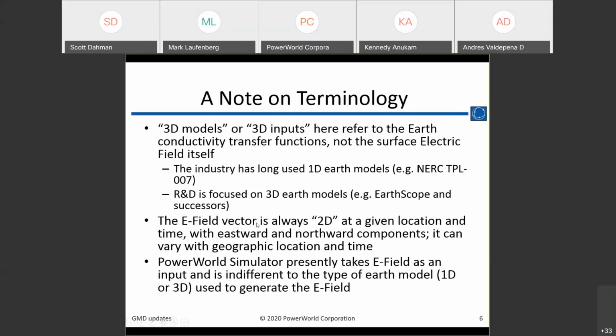So the E-field vectors that are actually input into Simulator are always 2D in the sense that they have an eastward and a northward component. So that's the input that we actually work with in PowerWorld Simulator. Presently, we're not taking as input a magnetic field signal and convolving that against the Earth's transfer function, but rather we're taking as input the E field. So Simulator doesn't really care if the Earth model that was used to produce the non-uniform E field was 1D or 3D. The input looks the same.